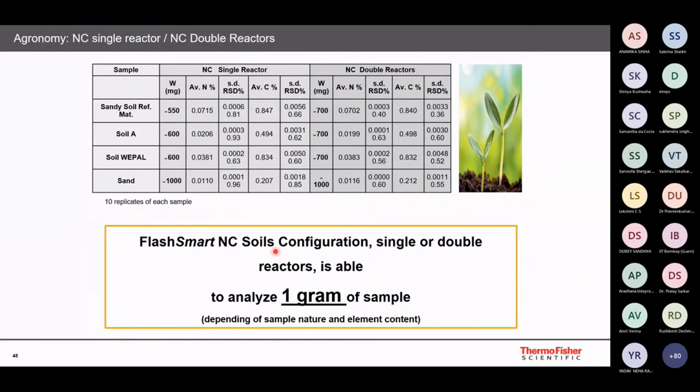Yes, in NC soil, you can take the sample weight slightly higher, because in soil samples most of the material is inorganic. So ash content will accumulate much more, and organic content is less, so you can take a slightly higher sample weight. But remember that when you take a higher sample weight, like a soil sample, the ash will also be very high.